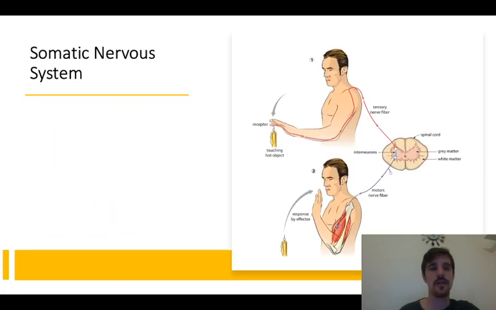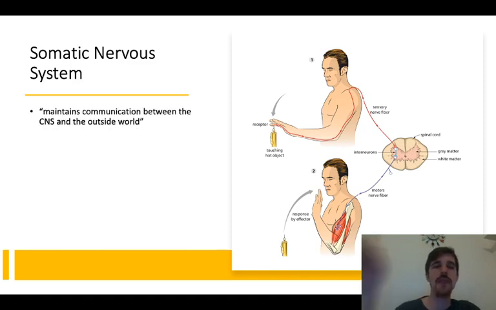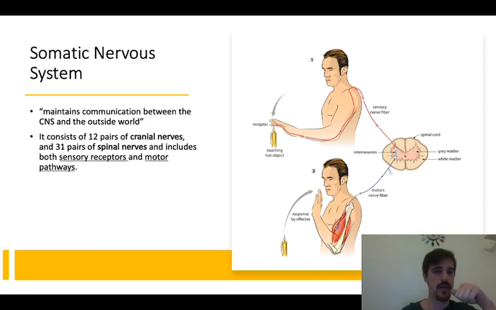So let's have a look and see how the somatic nervous system works. Remember, this is one part, and then you've got your other part. Your somatic nervous system maintains communication effectively between your CNS and the outside world. Your CNS is running through the middle, and it's the pathway between whatever is on the outside and your CNS. It consists of 12 pairs of cranial nerves and 31 pairs of spinal nerves, and includes both sensory receptors and motor pathways.